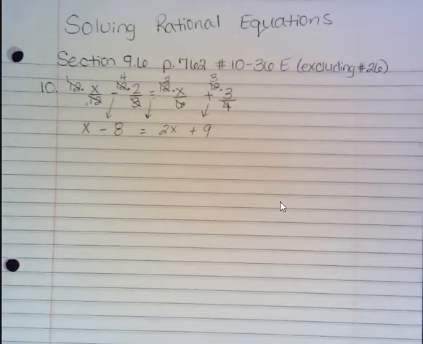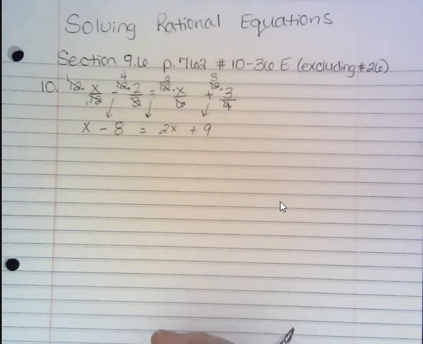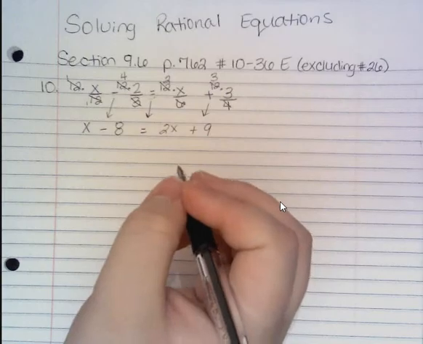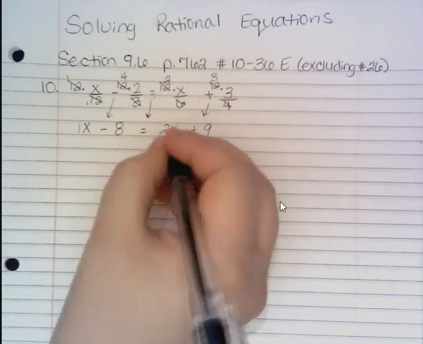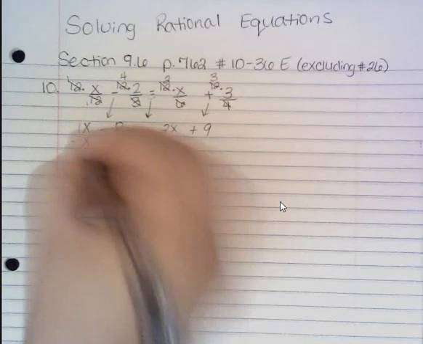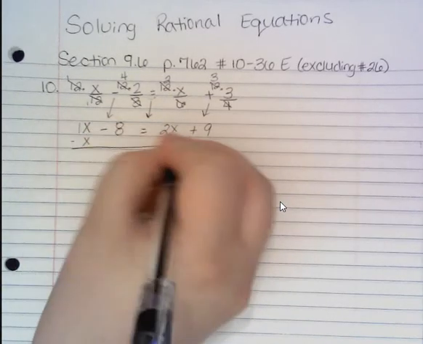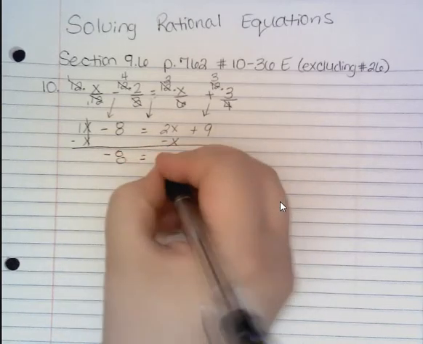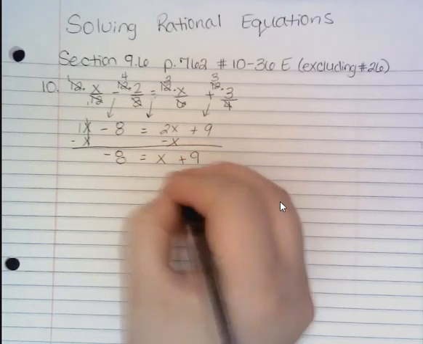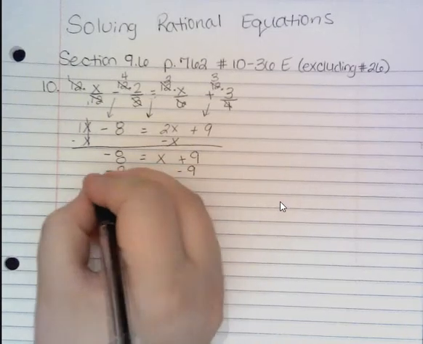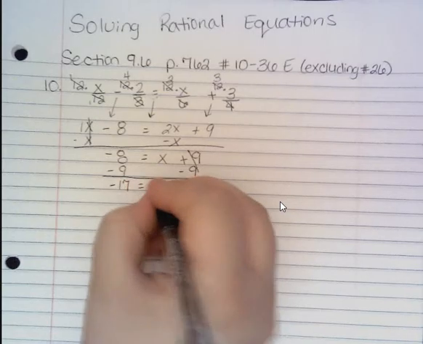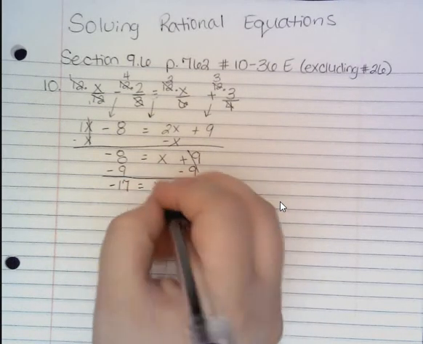Now hopefully this is an equation that you would be comfortable solving. First we need to get all of our x's on one side, so we're going to move the smaller of the two. Well, 1x is smaller than 2x, so I'm going to subtract x from both sides, which gives me -8 equals x plus 9. And then you subtract 9 from each side, which gives us -17 equals x. And that is our answer for problem number 10.